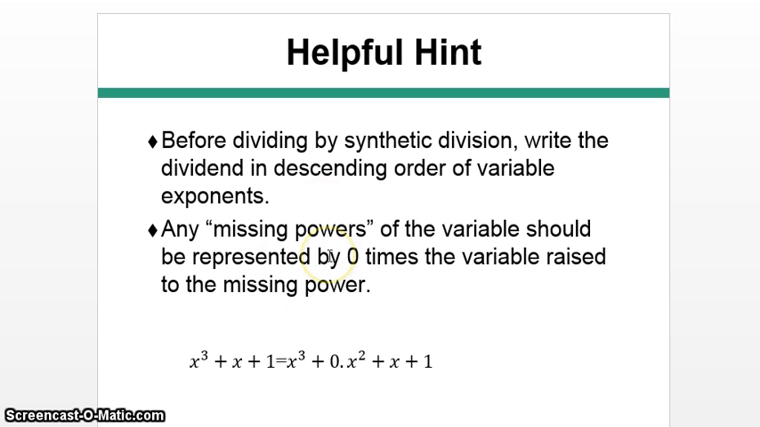That means, look at this example. Here x cubed plus x plus 1. After x cubed, the degree 3, there should be x squared, but x squared is missing. So whenever we go for synthetic division, we have to rewrite this as x cubed plus 0 times x squared plus x plus 1. Look at here, we are writing 0 times the variable raised to the missing power.